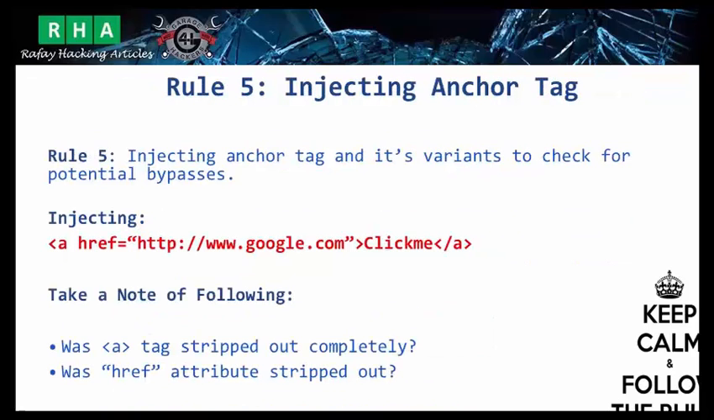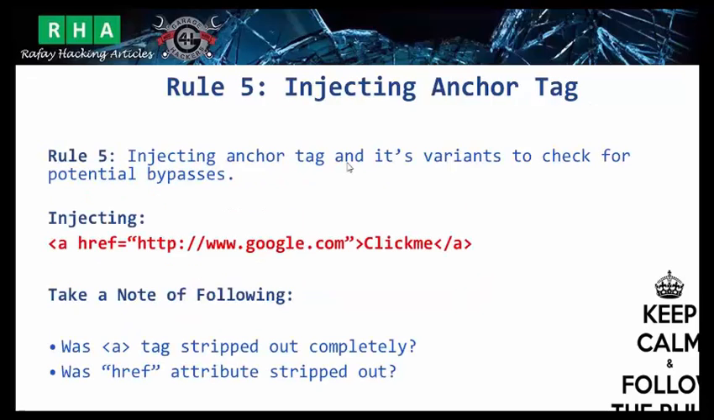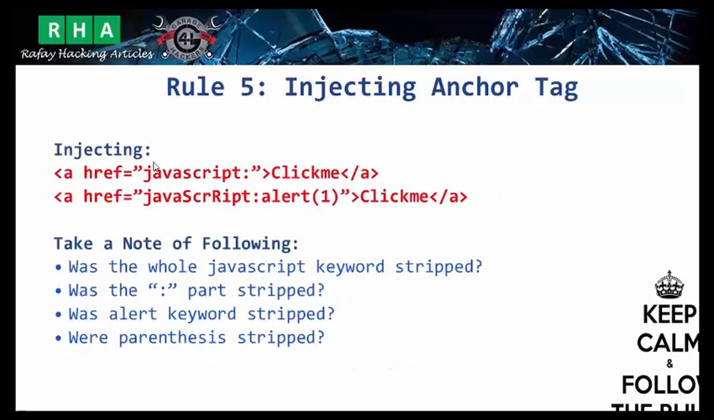Rule number 5, injecting an anchor tag, and this is where I normally find most of the bypasses. So we'll start by injecting a normal anchor tag, where the href attribute is simply pointing to google.com, and we'll check what the WAF is blocking. Is it blocking the A tag? Is the A tag being completely stripped, or is it blocking the href attribute, or href followed by an equal to sign? So we'll have to take a note of all these things before getting to the next test case. Once we have the result from this slide, we would then slowly start injecting the JavaScript.